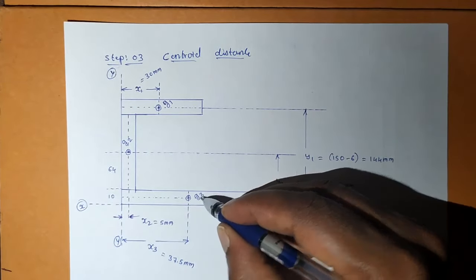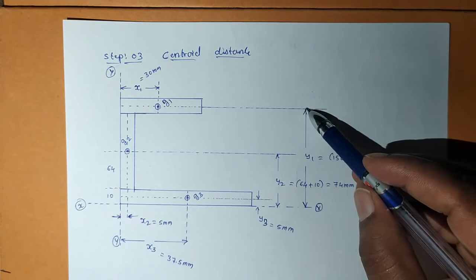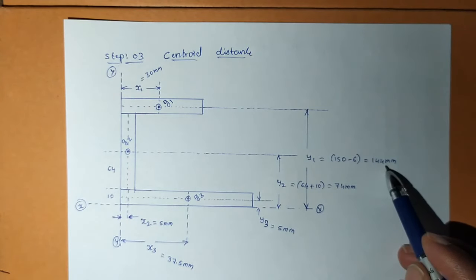Now let us start with section number 1. What is x1? x1 is the distance between centroid of section number 1 and reference axis. This distance, that is 30 mm. Okay. Next y1. y1 is the distance between centroid of section number 1 and reference axis. This distance. The total distance is 150 mm minus this distance. 150 minus 6 will get 144 mm.